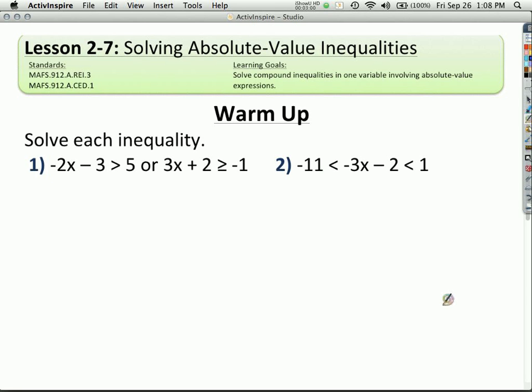X is less than -4, or X is greater than or equal to -1. Okay. Kaylee, what did you have? X is less than -4 or X is greater than. So we end up with X is less than -4 or X is greater than or equal to -1.